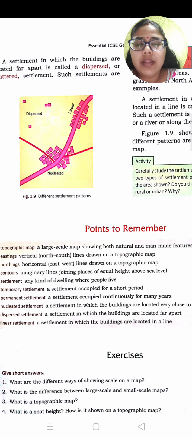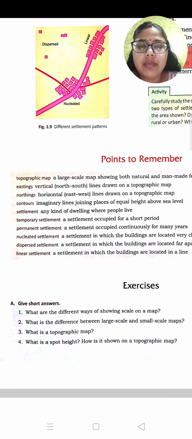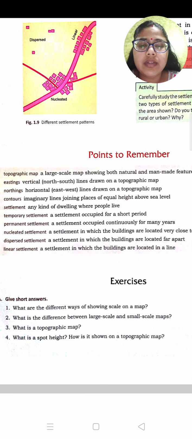So now we have this points to remember, where certain definitions are given. With this we end the chapter.